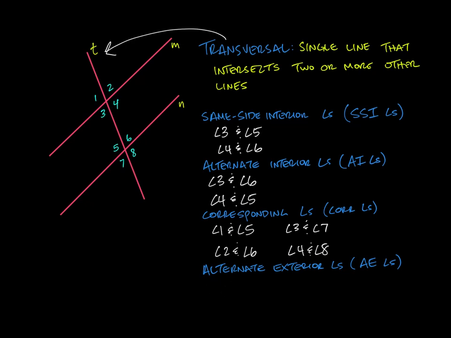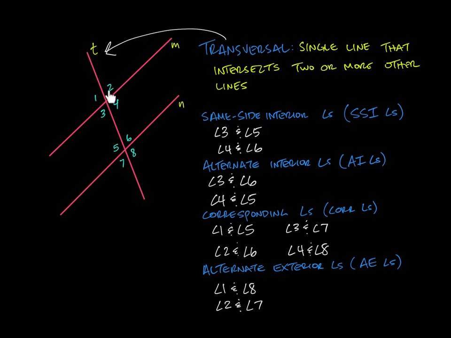So let's look at angle 1. Angle 1 is in the exterior space, and it's to the left of the transversal. So now we're going to move to the other grouping. We're going to look for another angle that's in the exterior space and to the right of the transversal, and that looks like it's going to be angle 8. So angle 1 and angle 8 are a pair of alternate exteriors. There's one more pair. It would be angle 2 and angle 7.